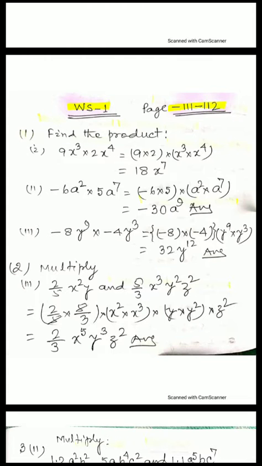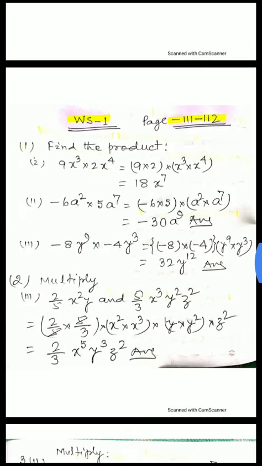Similarly, you can do questions number 2 and 3. Now multiply. Question number 2: multiply 2 by 5 x square y and 5 by 3 x cube y square z square. So numerical coefficients: 2 by 5 multiply 5 by 3, 5 cancels 5, so your answer is 2 by 3. Now x square multiply x cube multiply y square multiply z square. So your answer is 2 by 3 x raised to the power 5 y cube z square.